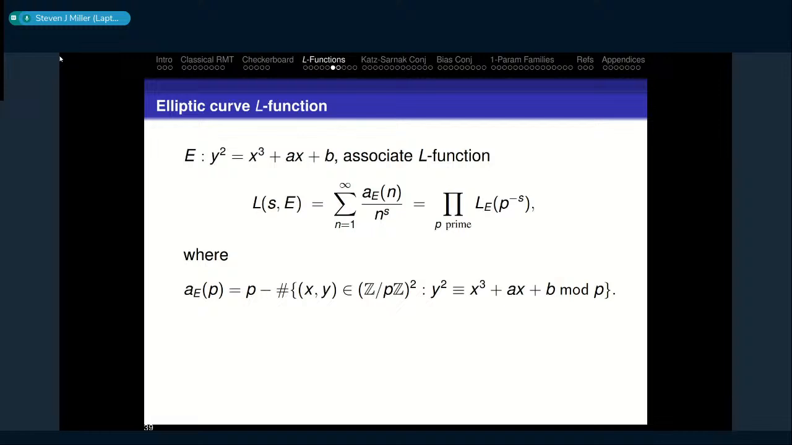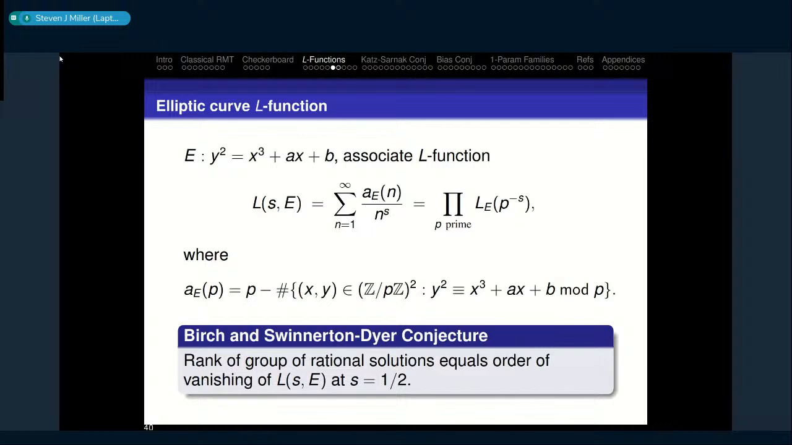And those will be our coefficients of an elliptic curve. And it turns out that this has beautiful formulas. We can write it as a product of the primes. And then the Birch and Swinnerton-Dyer conjecture states that the group of rational solutions, the R that I was talking about, the number of copies of Z that we have, the geometric rank, is equal to the order of vanishing of this L function at s equals 1/2.